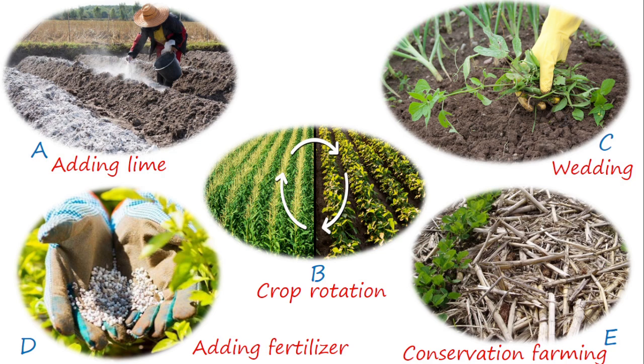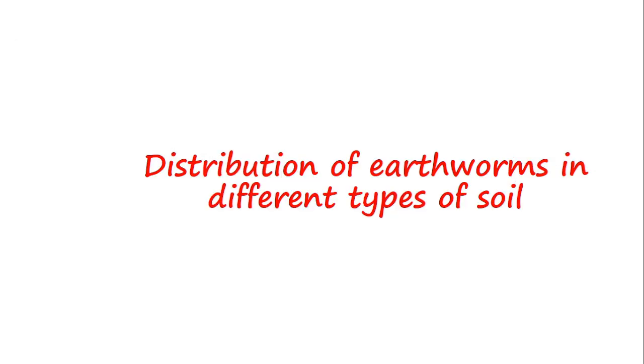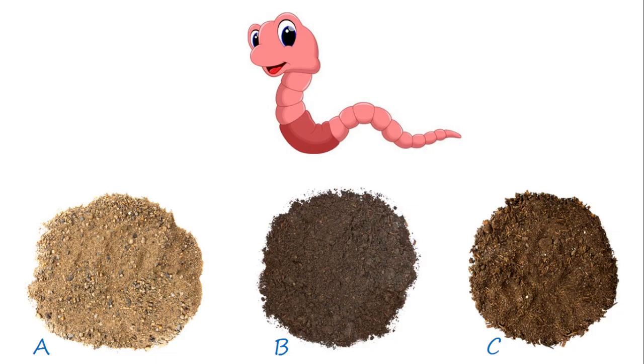Okay, so next we'll now look at the distribution of earthworms in different types of soil. So we want to know in which types of soil are we going to find the earthworms. All right, so we have our nice earthworm here. So which soil will the earthworm find a home in? Is it soil A, soil B, or soil C?